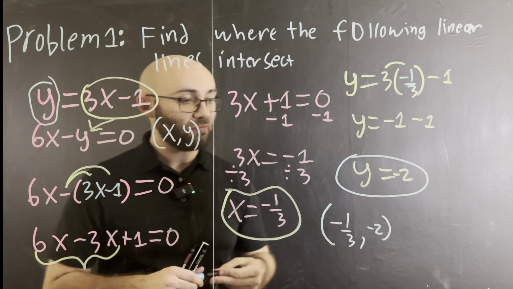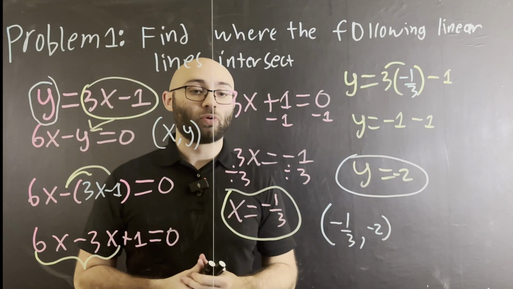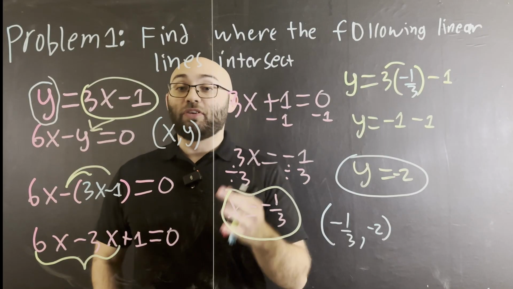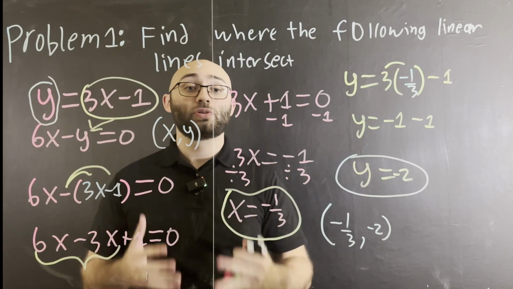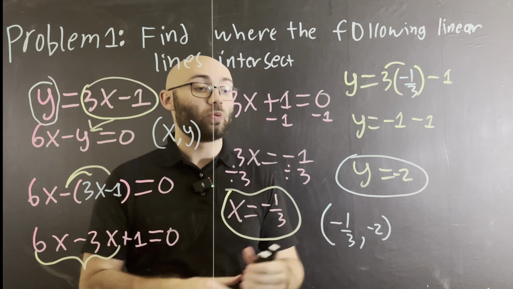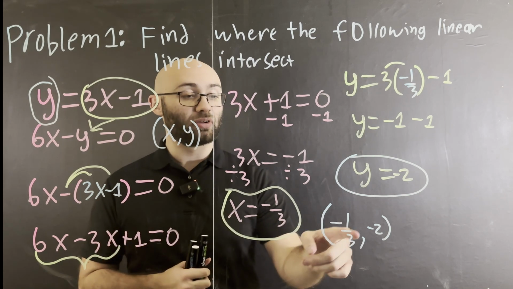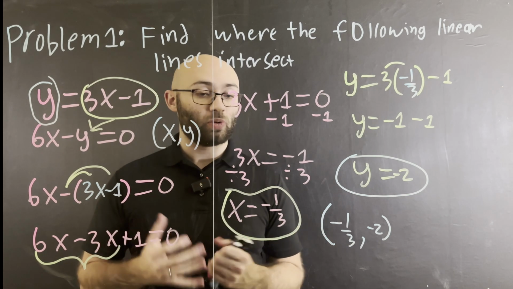Okay. A couple of things to emphasize before we move on to our next problem. If you notice, this was a problem where it has one solution. We found one point where they crossed, that being negative 1/3 and negative 2. So that worked out nicely.